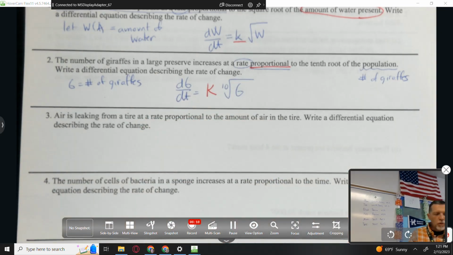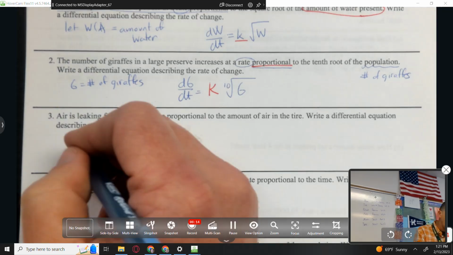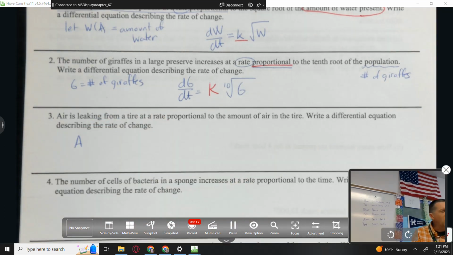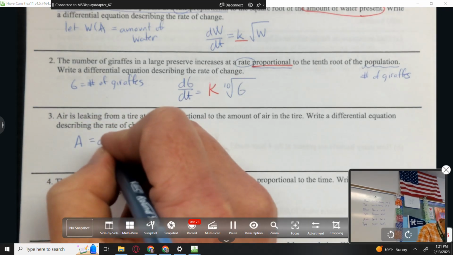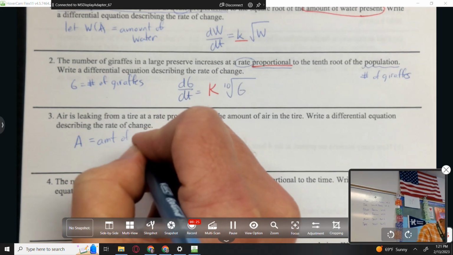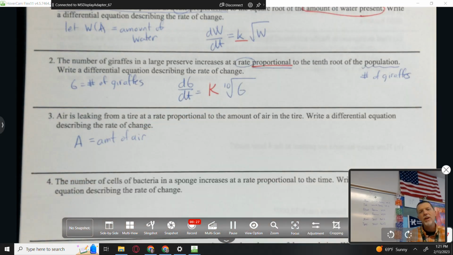So what variable do you want to use? Oh, you switched to A. I thought you were going to suggest V again. A is fine. A equals amount of air. They didn't tell us if we're measuring volume or mass, so we don't really know. A is the amount of air.